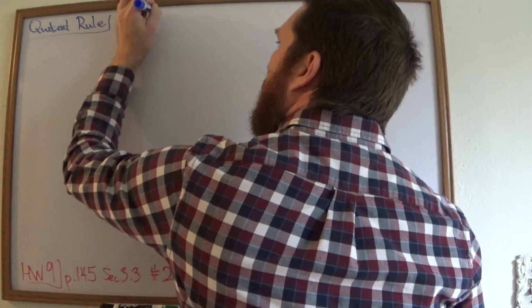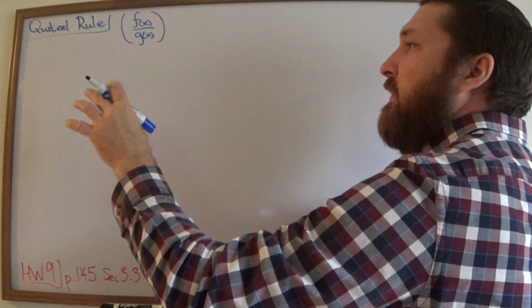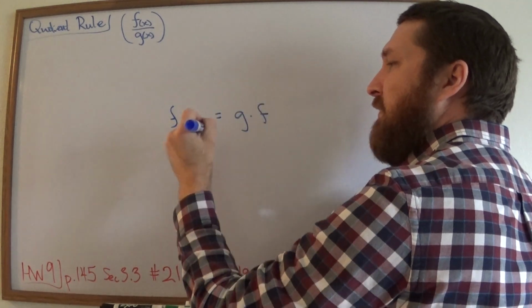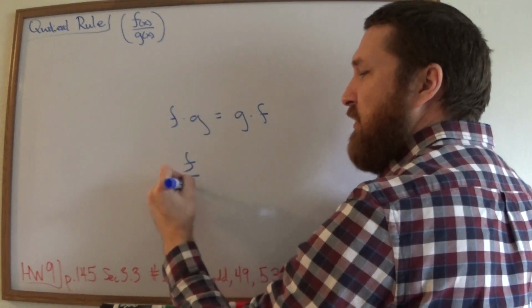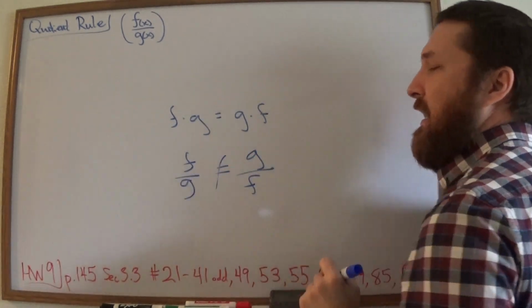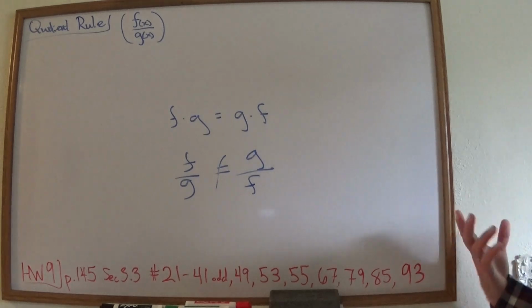Now, notice, it's good that you said this earlier: f times g is the same thing as g times f. But f over g is not the same thing as g over f, unless it happens to be the case that f squared is equal to g squared.